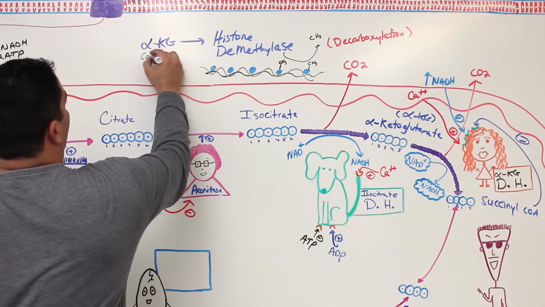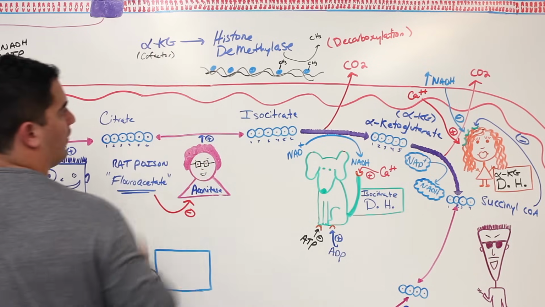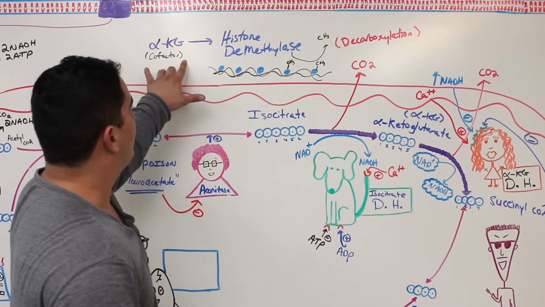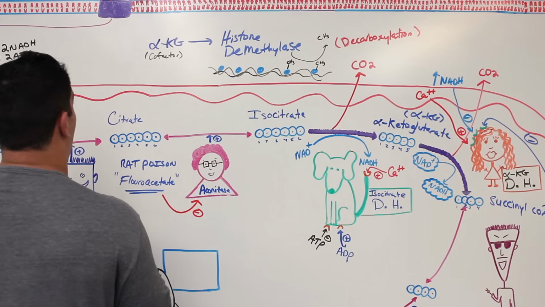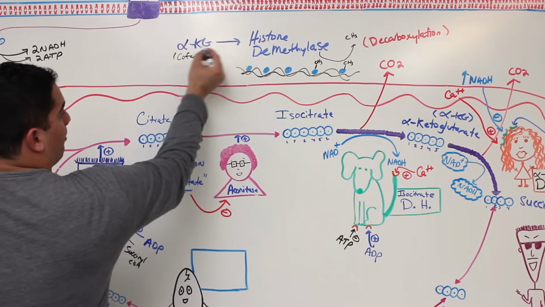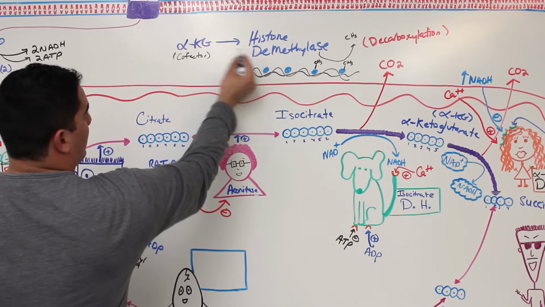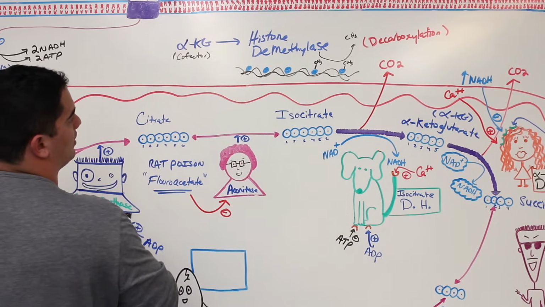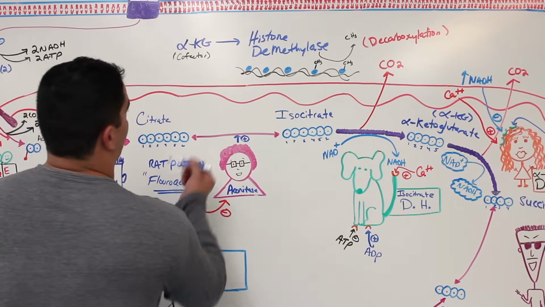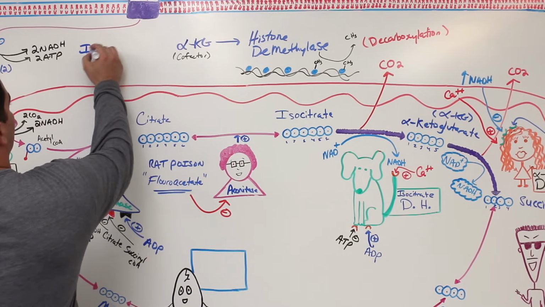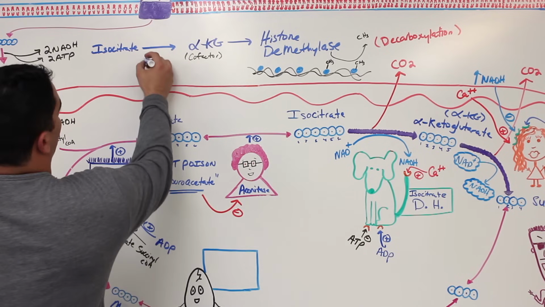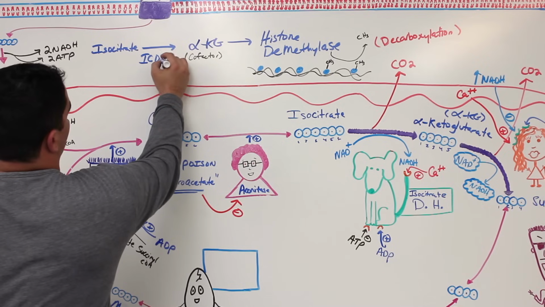Alpha-ketoglutarate is a cofactor for this histone demethylase, right? In our body, we have that enzyme, right? So what was making the alpha-ketoglutarate, if you guys remember? We have this alpha-ketoglutarate, which is an important component of this step right here, helping to synthesize, being a component of the histone demethylase. So remember we had the isocitrate. The isocitrate was being converted into alpha-ketoglutarate, right? And that was done by the isocitrate dehydrogenase enzyme.